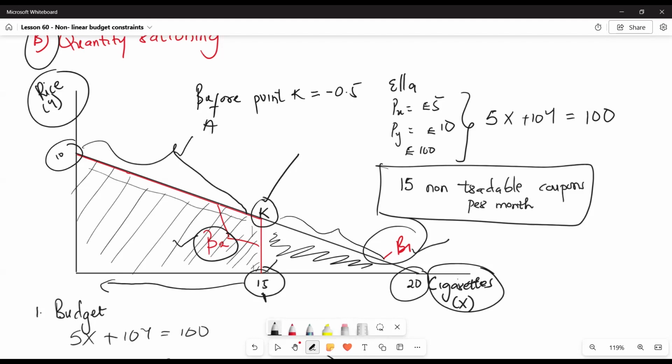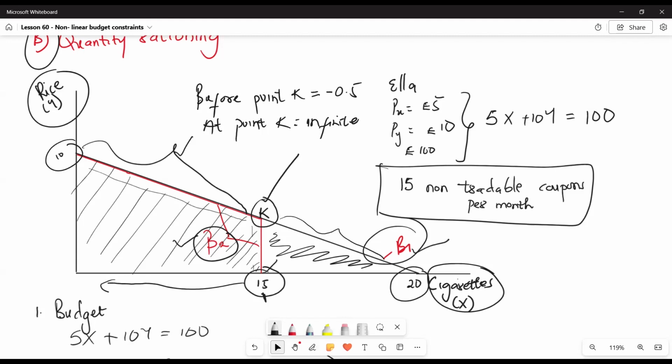At point K, B2 now becomes a vertical line. Along this vertical segment, the slope is infinite because under the rationing scheme, more than 15 packs of cigarettes cannot be obtained at any price, which implies that the price of cigarettes is infinite.